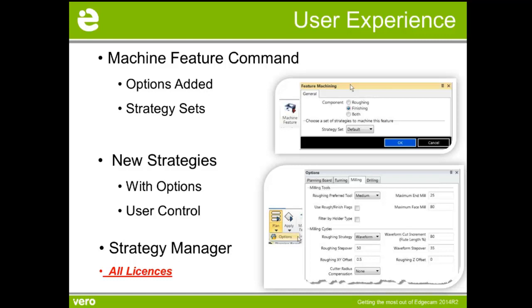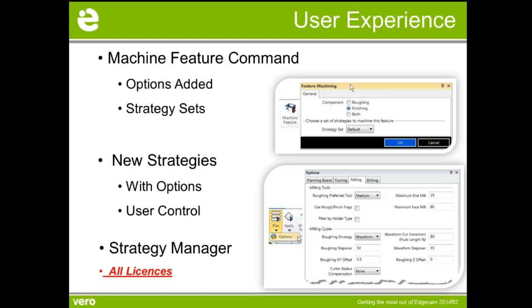So let's talk about the screenshot on the top right hand side. This is the machine feature command. This has been enhanced, so rather than just doing both, meaning finish and rough at the same time, you've now got the ability to split them if you wish. Strategy set means that you can deploy your own strategies rather than using the Edgecam shipped strategy. Bottom right hand side, we have new strategies and new user control over those strategies. You'll see an options box that gives you many different ways of determining how that strategy is actually deployed.